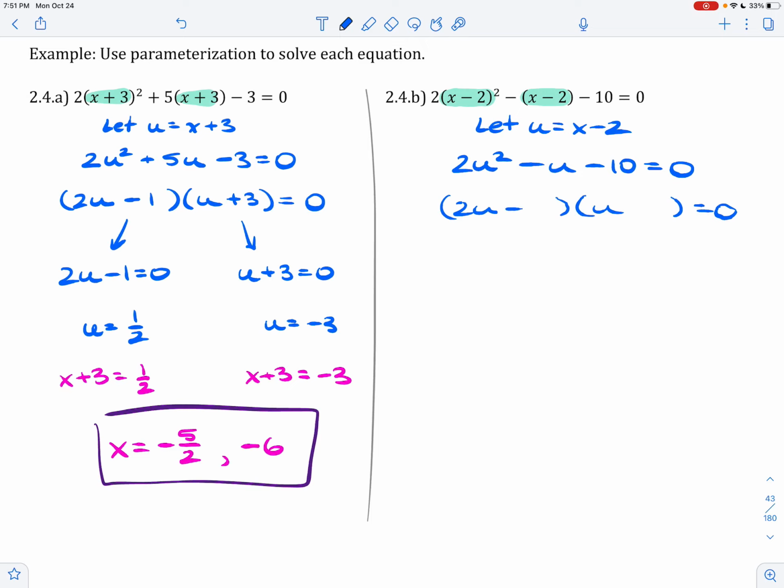Looks like we want to go minus 5 and plus 2. In which case we could have 2u minus 5 is 0, or u plus 2 is equal to 0. Sorry about the messiness. This iPad has seen better days. In any case, we solve both branches here. First branch says that u is equal to 5/2, and second branch, u is equal to negative 2.